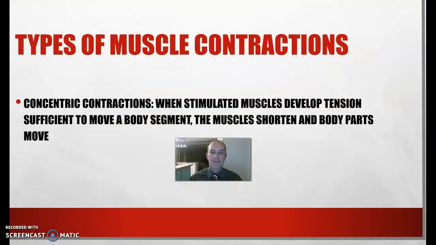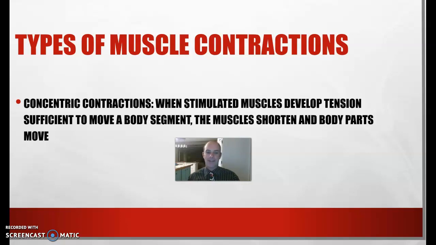Okay, the first type of muscle action is going to be called muscle contraction, which is concentric contractions. Okay, the word is concentric contractions. And the definition is when stimulated, muscles develop tension sufficient to move a body segment. The muscle shortens and the body part moves.